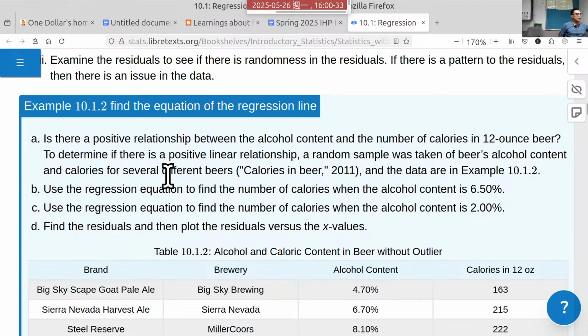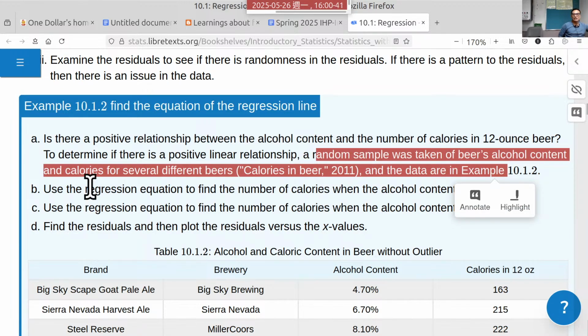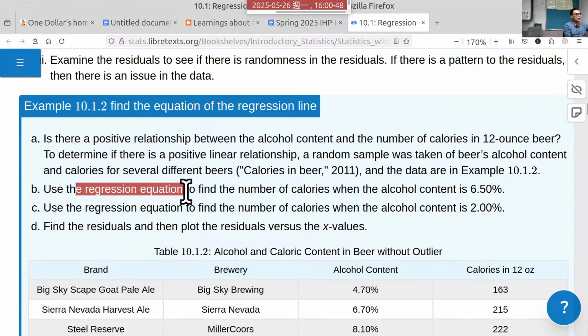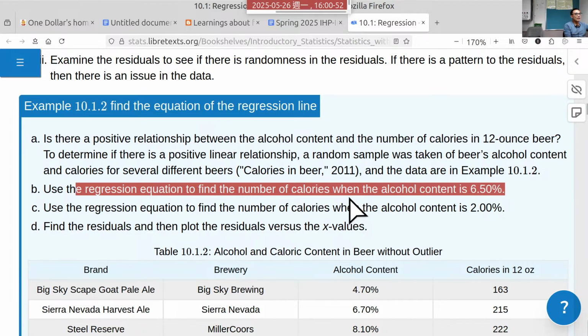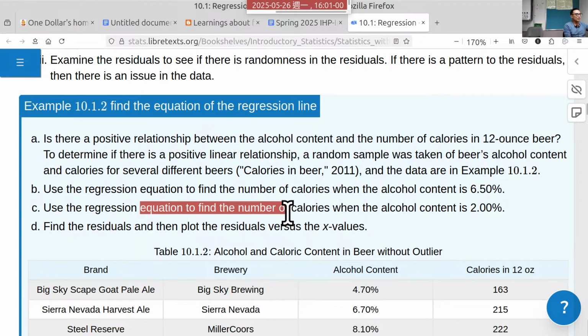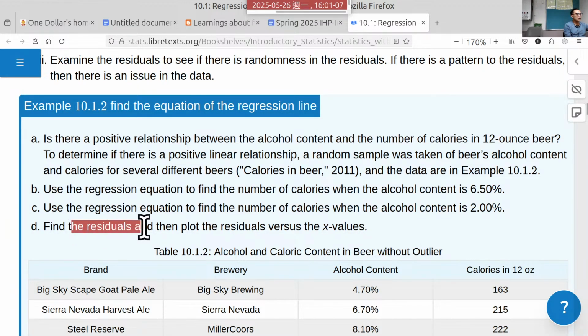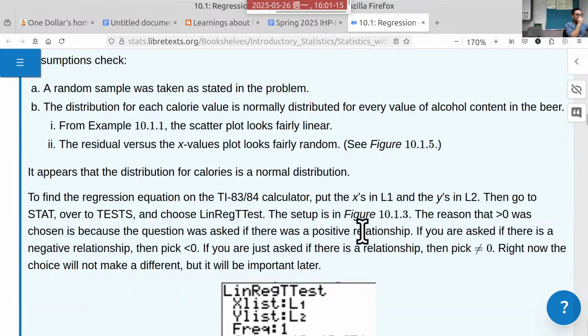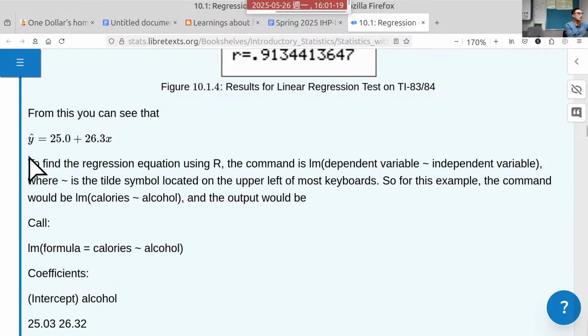To determine if there is a positive linear relationship, a random sample was taken of beers' alcohol content and the calories for each beer. And B, use the regression equation to find the number of calories when the alcohol content is 6.5%. C, use the regression equation to find the number of calories when the alcohol content is 2.00%. D, find the residuals and then plot the residuals versus the x values, like this one. Okay, the answer is y hat equals 25.0 plus 26.3x.